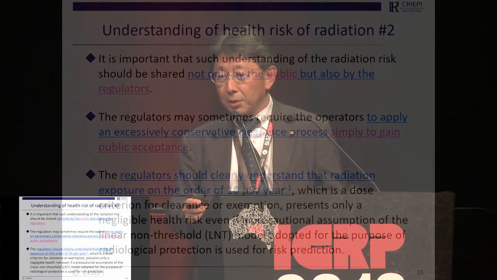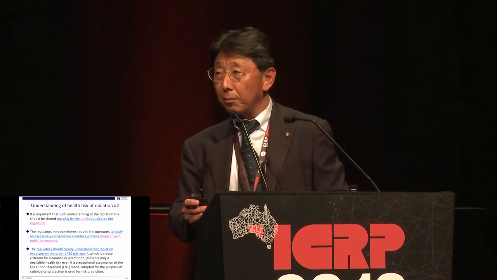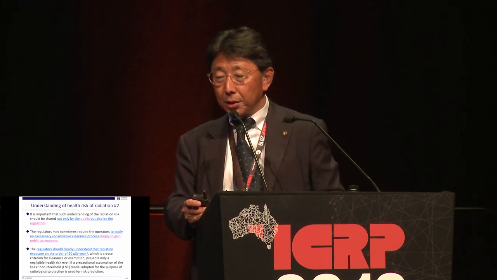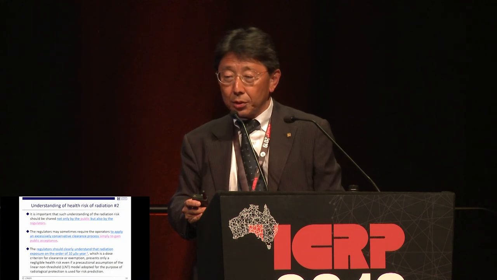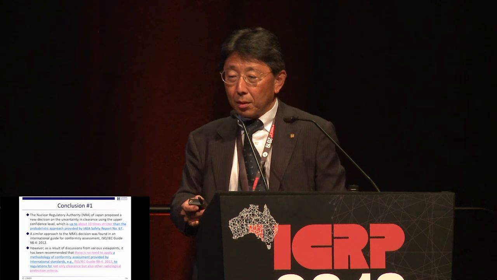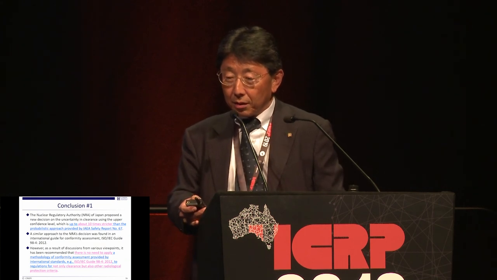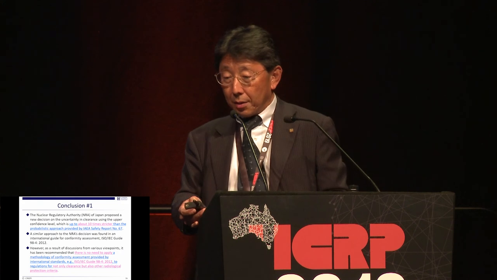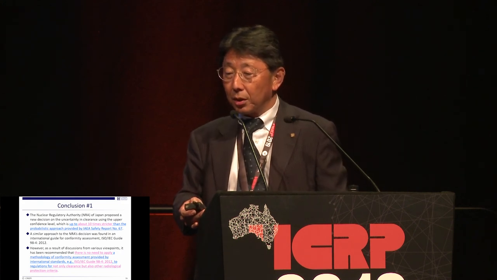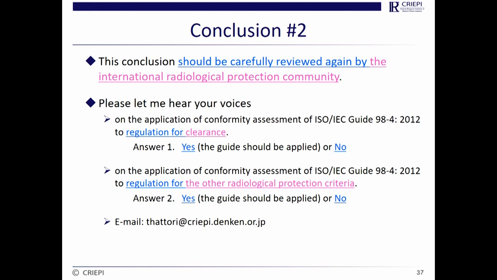The regulator may sometimes require the operators to apply an excessively conservative clearance process simply to gain public acceptance. So I think the regulators should clearly understand radiation exposure on the order of 10 microsievert per year. So, conclusion: the NRA's new decision is up to about 10 times stricter than the probabilistic approach provided by the IAEA Safety Report number 67. And a similar approach was found in the ISO IEC Guide. However, as a result of the discussion from various viewpoints, it has been recommended that there is no need to apply the methodology from the ISO IEC Guide 98-4. But this is my view, my conclusion.